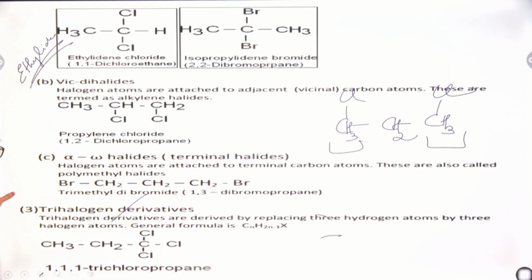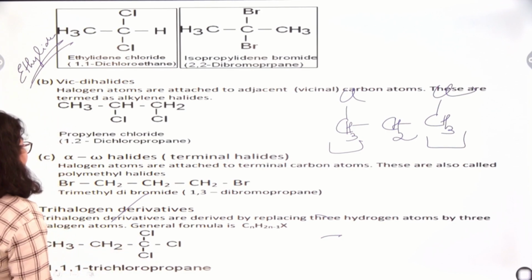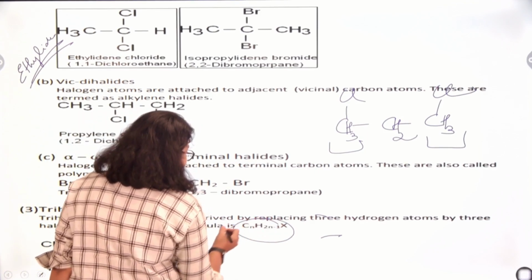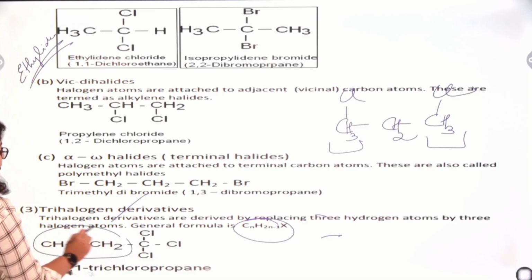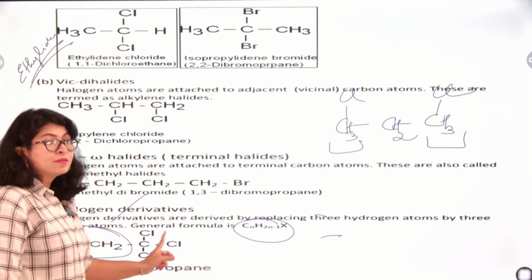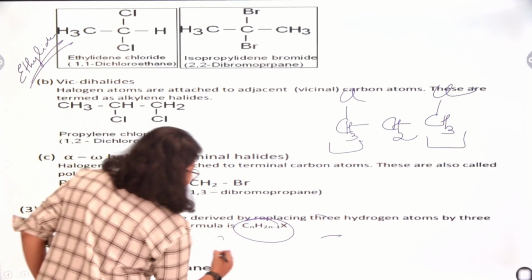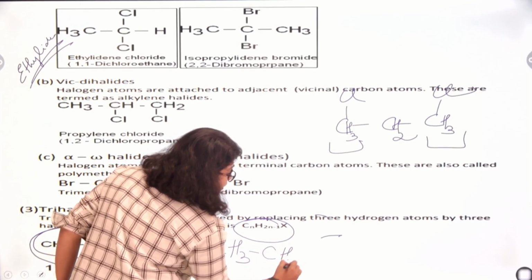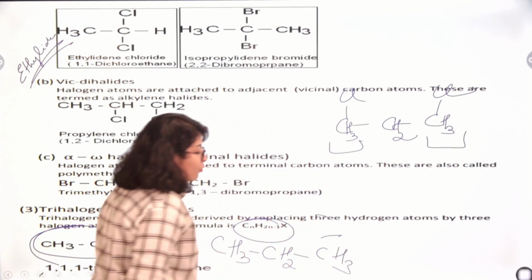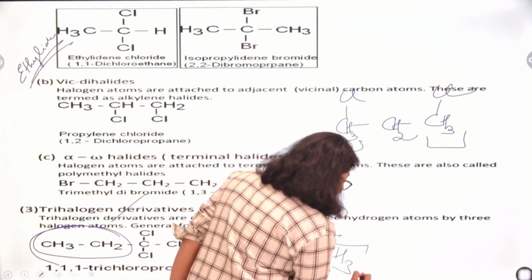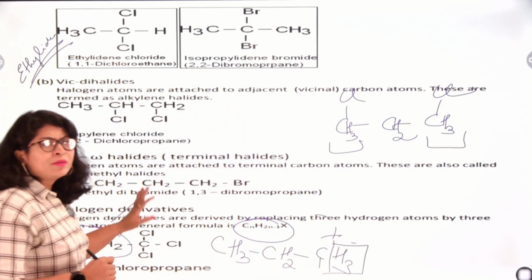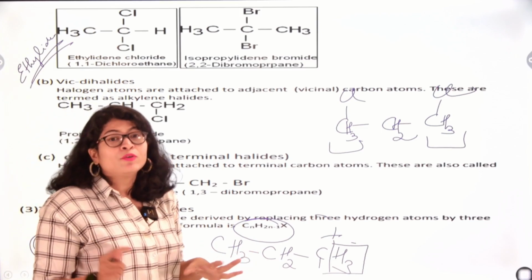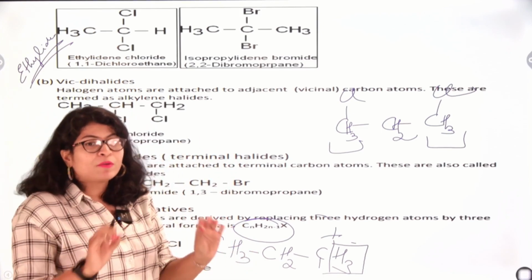Now trihalogen derivatives are derived by replacing three hydrogen atoms similarly. So the general formula is CnH2n-1X. This is an example where I was having CH3 and CH3. I'm sorry, here also there is a mistake. So let me write the structure. It is CH3, CH2, CH3. Now to this, I am replacing these three hydrogen atoms with three chlorine atoms. There I am getting a trihalide. Okay, so these are pretty simple structures where you can assume what the compound will look like simply from the name of the compound.